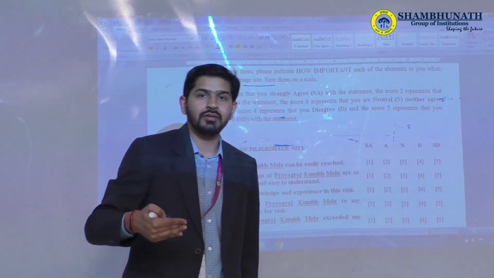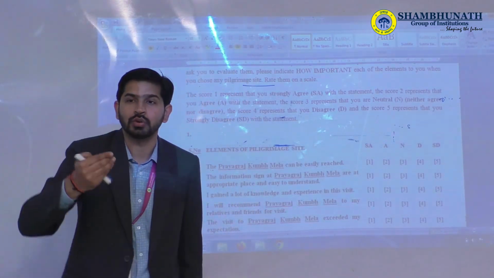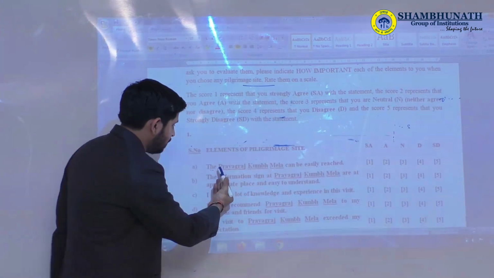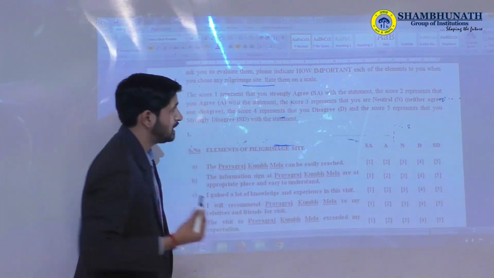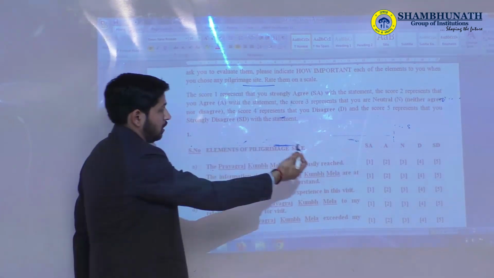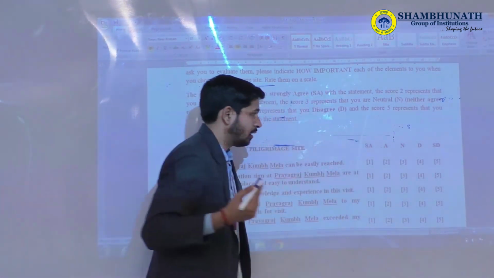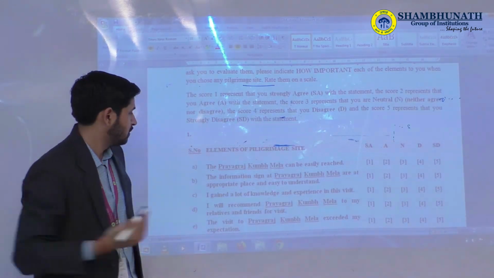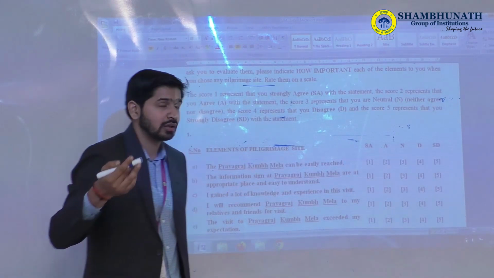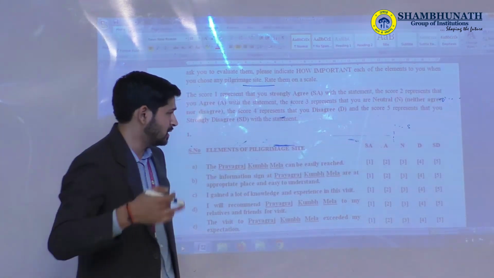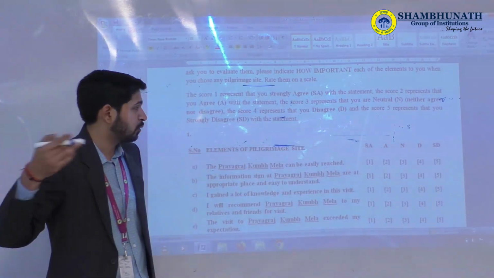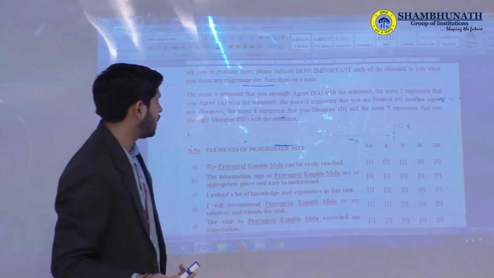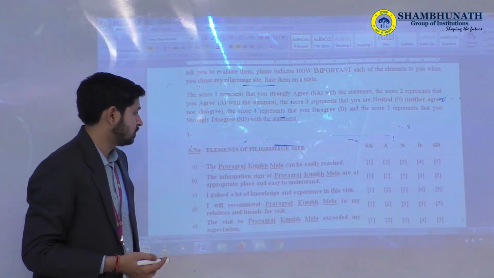This is a question where we cannot use yes or no. The reason being, the Prayagraj Kumbh Mela can be easily reached. Some say no, means strongly disagree. There are certain issues for reaching. Most say they are easily reachable. But some say maybe, they neither agree nor disagree, the third option, neutral.